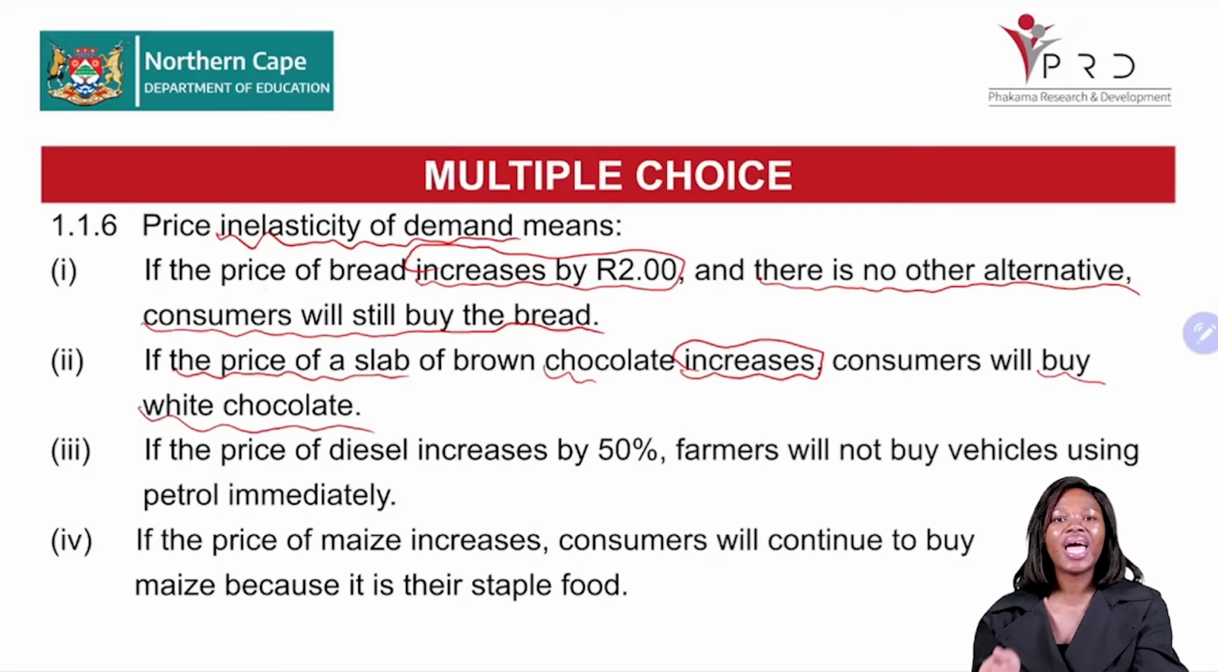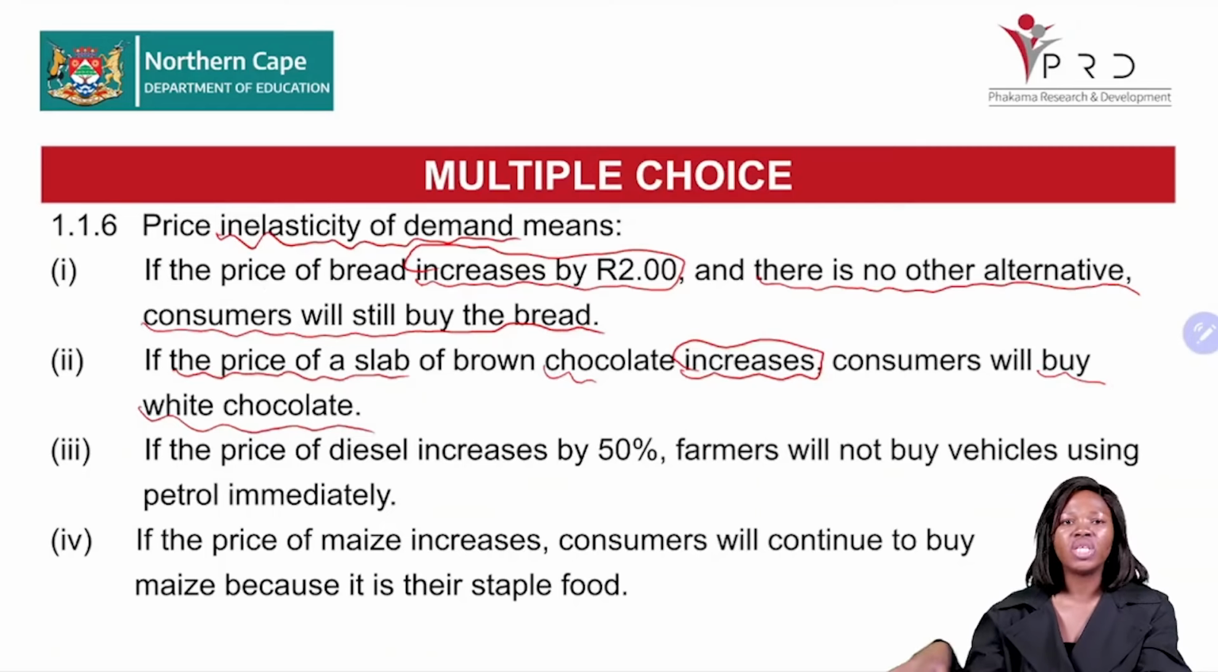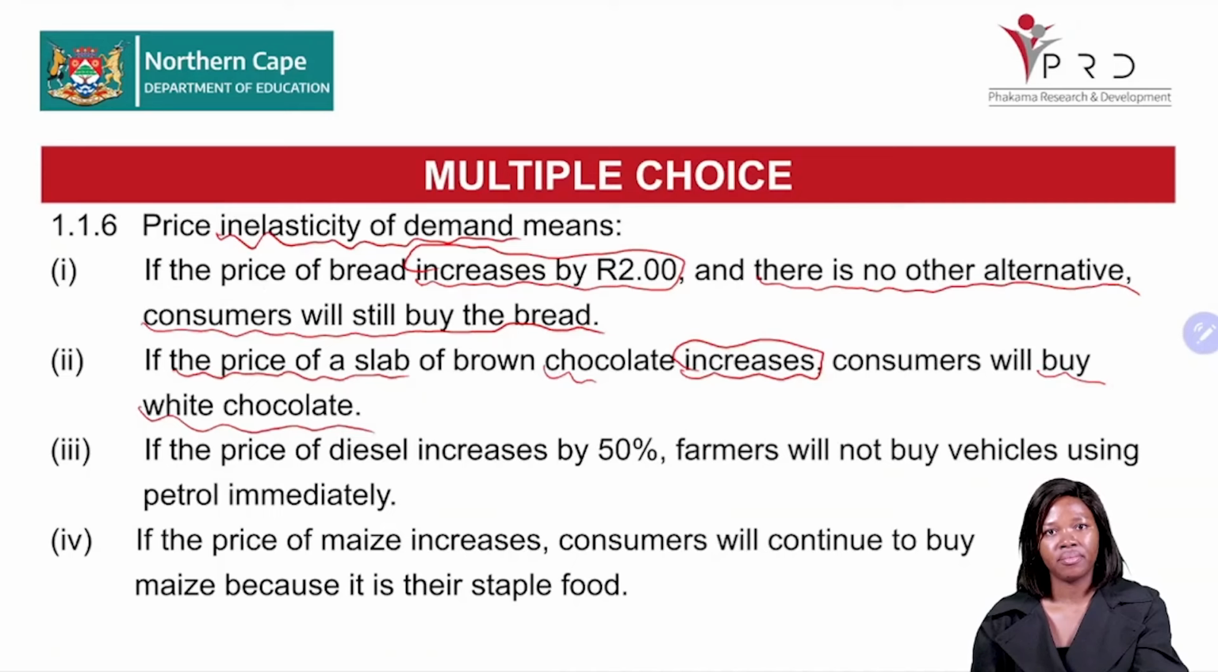Why? Because there was a change in demand. Consumers responded by saying, we are stopping now, we don't want to buy the brown chocolate. Now we are moving towards buying the white chocolate. That is price elasticity. Does this description match with inelasticity? No, it does not match with inelasticity. Why? Because consumers responded. Let us look at the next option.